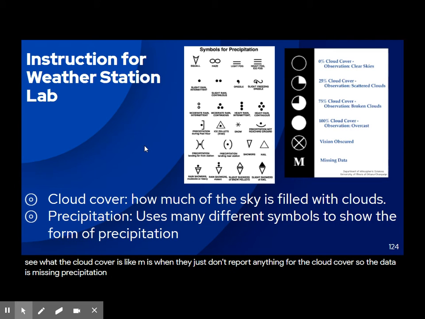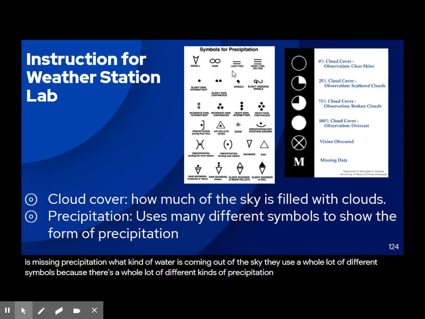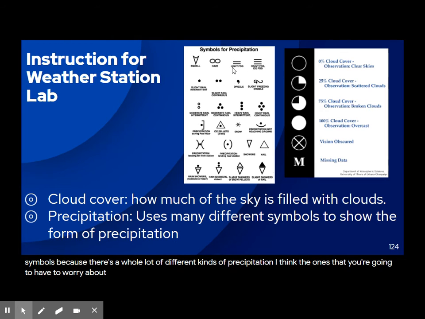Precipitation. What kind of water is coming out of the sky? They use a whole lot of different symbols because there's a whole lot of different kinds of precipitation. I think the ones that you're going to have to worry about are light fog, which has two dash marks or two lines parallel to each other going horizontally. That means fog.